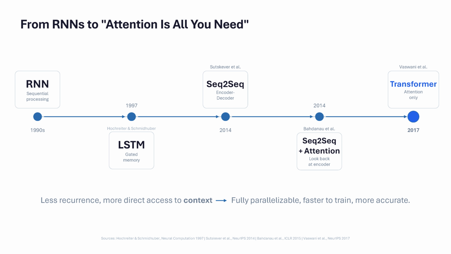Fast forward to 2017. Vaswani and colleagues at Google asked the obvious next question. What if we could get rid of the RNNs entirely and just use attention? That paper, Attention Is All You Need, gave us the transformer. It is fast to train, fully parallelizable, and more accurate. GPT, Claude, Gemini, and every state-of-the-art model we use today comes from this paper.